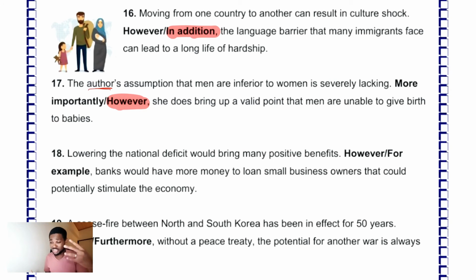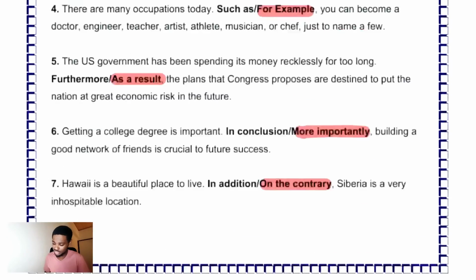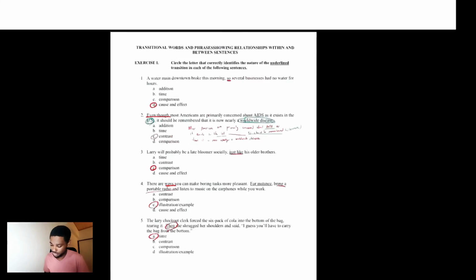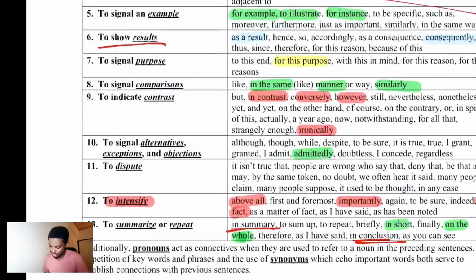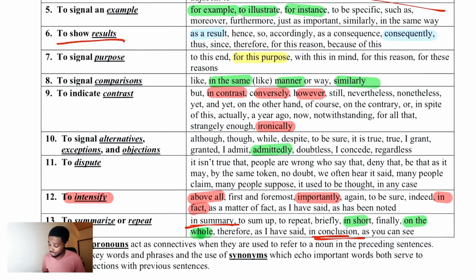And some good transitions that we could use here. Let me pause for a bit and show you some transitions that could work well for these kinds of sentences. Way up here, transitions to signal alternatives, exceptions, and objections. So something like admittedly, I concede, I grant, granted. Words like these are pretty good to use when you want to disagree with someone for the most part, but agree with one thing they're saying.